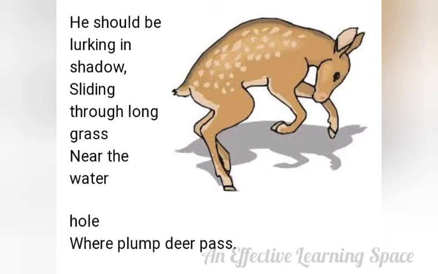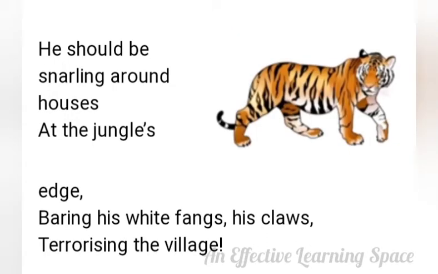Basically, the poet wants to say that the actual life of a tiger is to live in the jungle where he could catch his prey and eat it. Now, we see the next stanza. He should be snarling around the houses at the jungle's edge, baring his white fangs, his claws, terrorizing the village. Snarling means making sound and moving. Baring means showing off. Fangs means teeth, sharp white teeth.